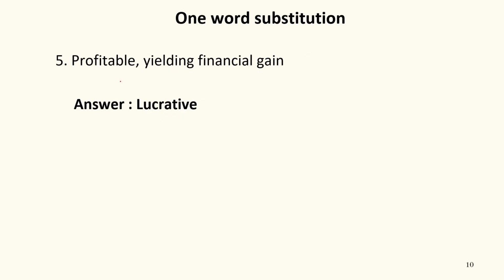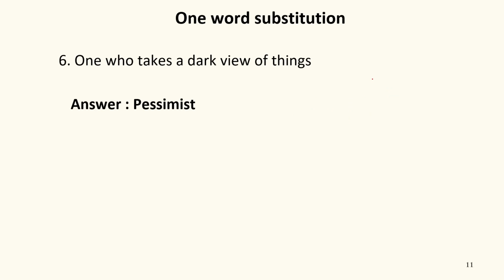Then we have another one word substitution: profitable, yielding financial gain. Anything that is profitable, that yields financial gain, is lucrative. For example, we say lucrative project. Lucrative projects are the projects through which we can earn. One who takes a dark view of things is called a pessimist. Another one is known as optimist. So we can say optimist is the opposite of it.